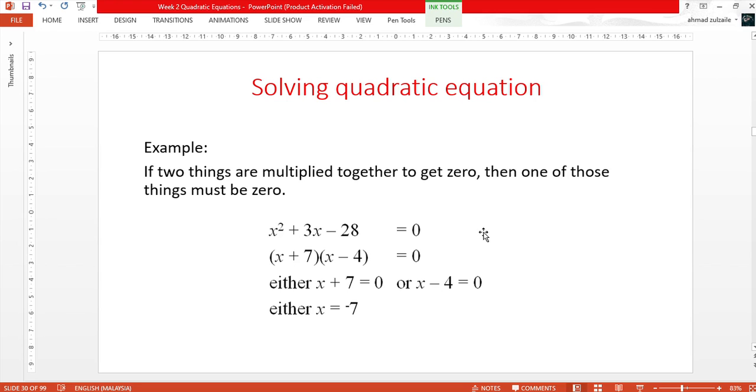Next, you have to solve for your x. Solving here means your x equals something, right? You have to solve your x until you have a value. So in our case, either x equals 7 or x equals 4. Right? So it's very important to determine the x value in order to solve the quadratic equation. Don't leave your answer in the factor form. When the question asks you to solve, you have to give your x as a number.